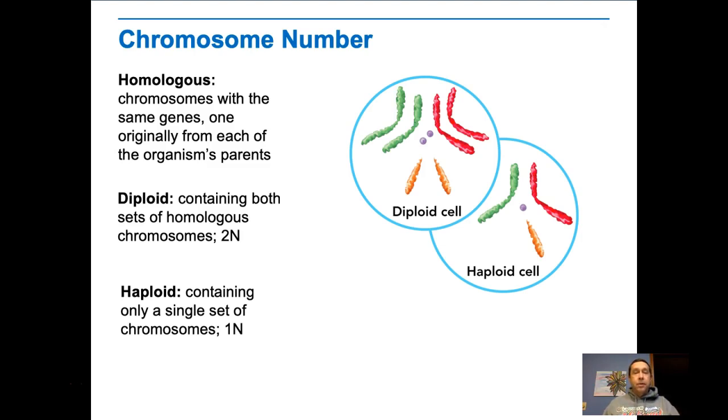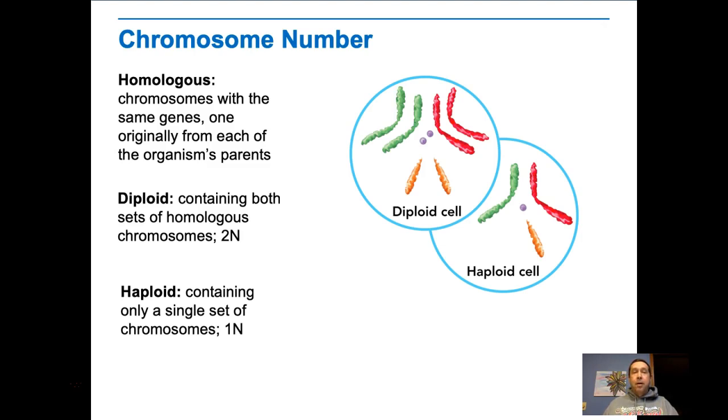Homologous chromosomes are chromosomes with the same genes in a diploid cell, in an adult cell. You have one copy from each parent. So diploid cells have a full set of chromosomes, one from each parent, or we say their number is 2n, 2 copies of each chromosome.